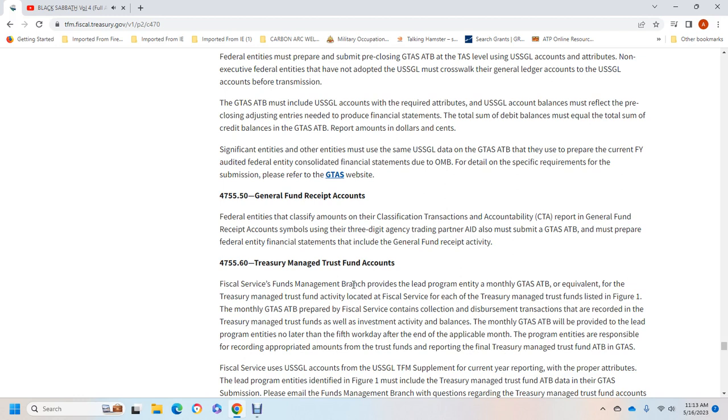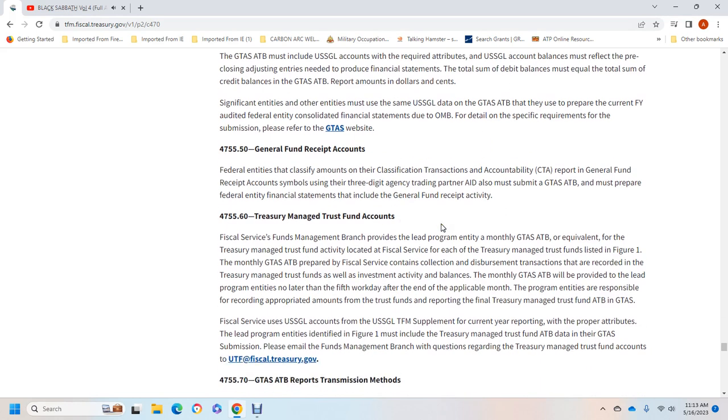It must also submit the general treasury accounting symbol with the adjusted trial balance. It must prepare the federal entity's financial statements that include the general fund activity. Alright, 4750, Treasury Managed Funds accounts.